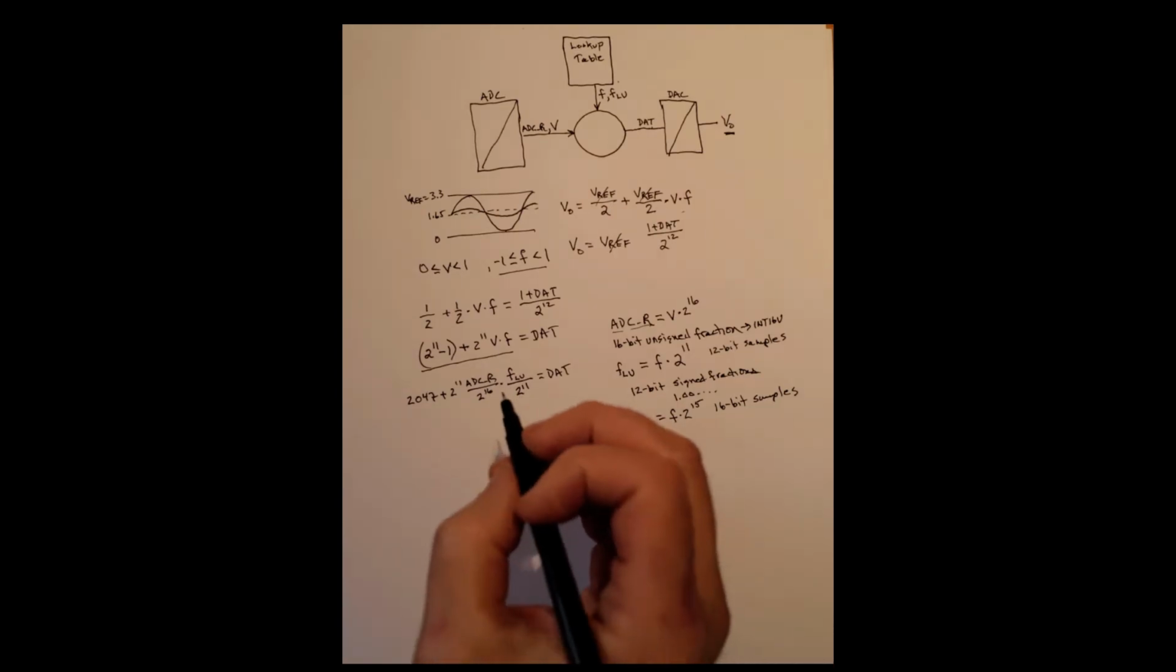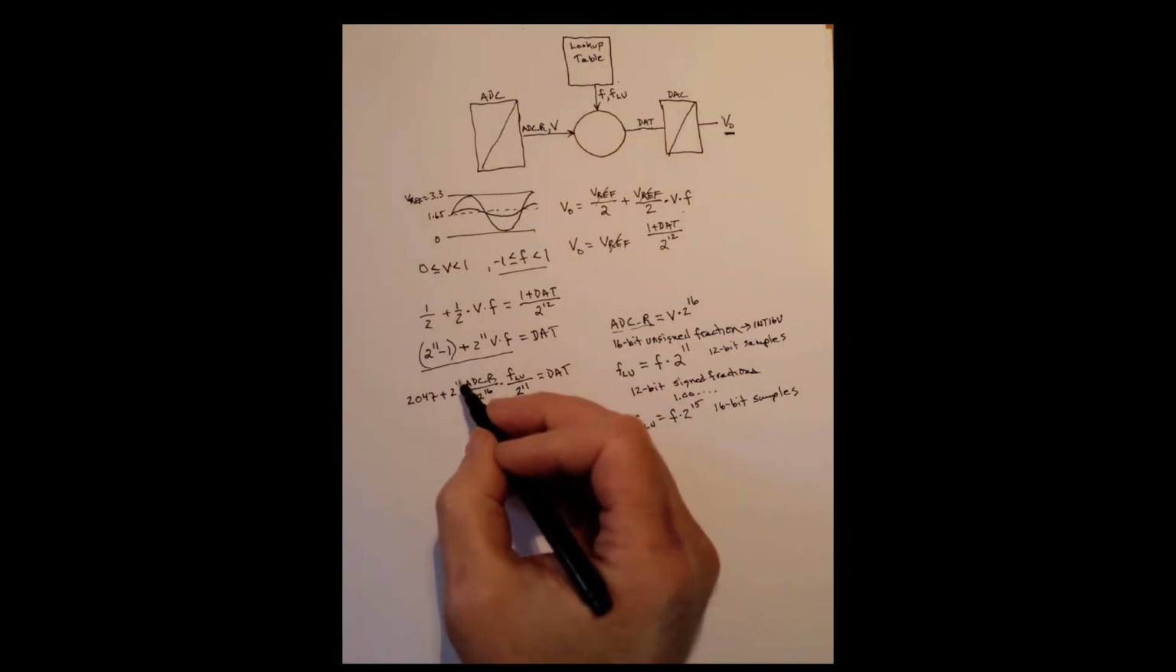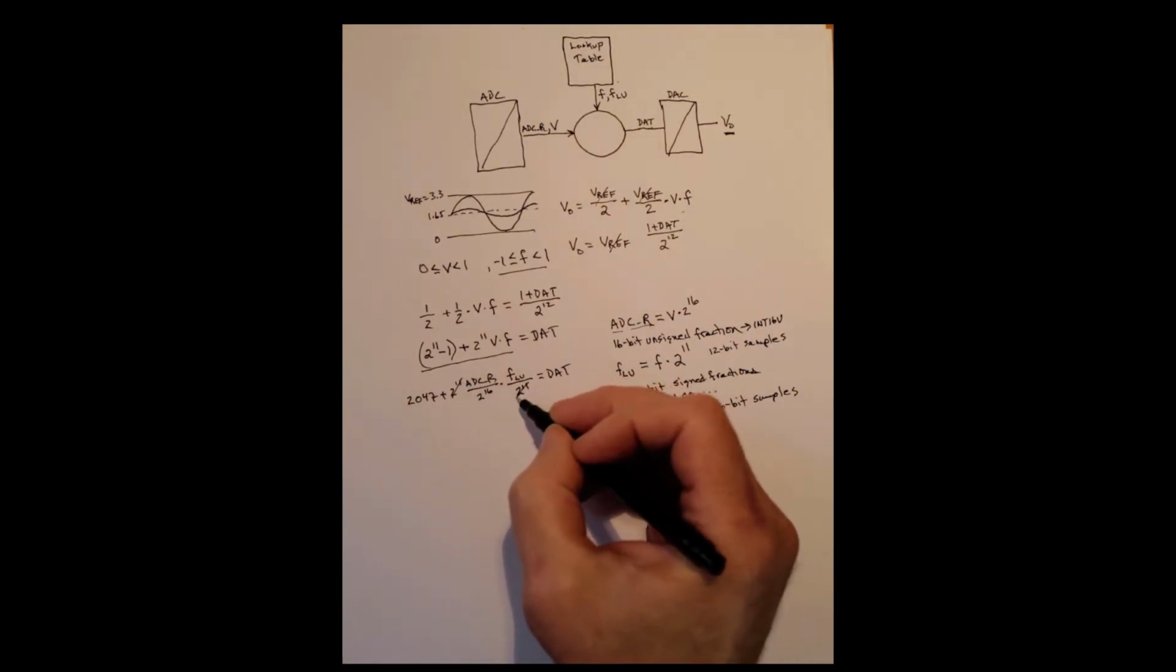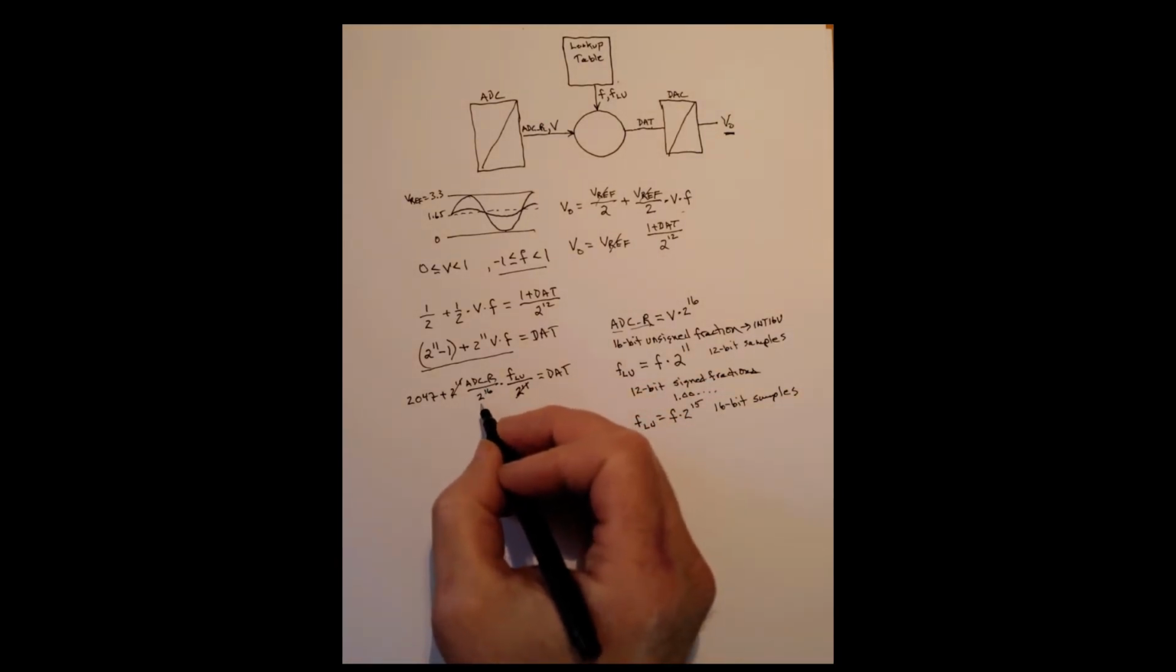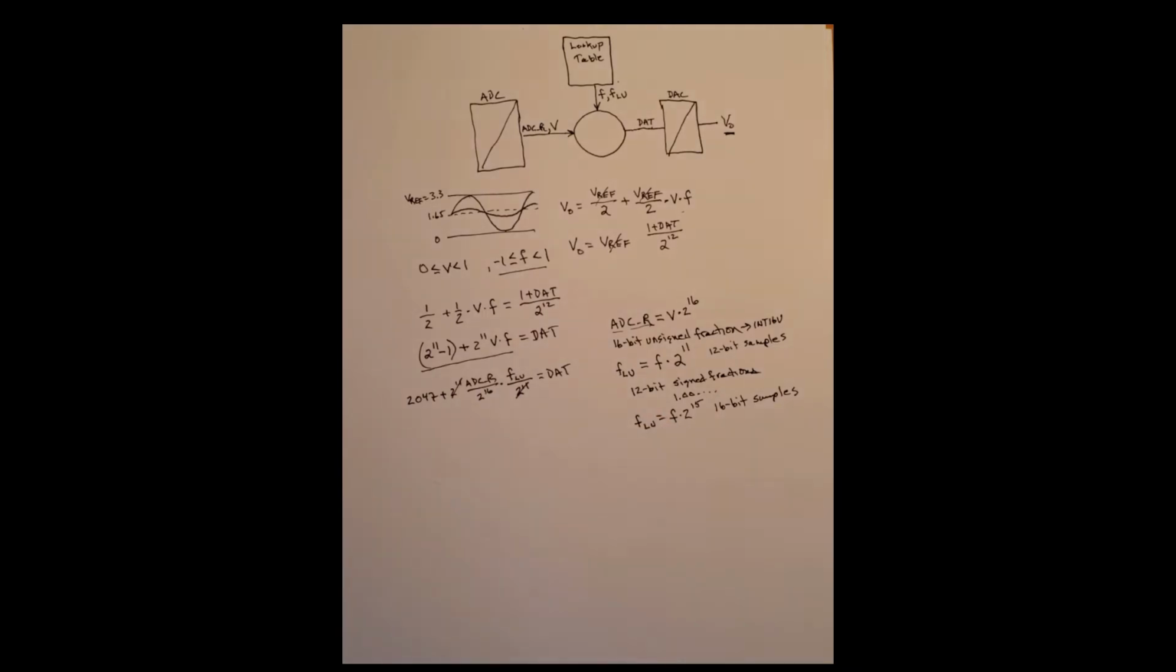All right, so now we can simplify this. We can cancel out this 2 to the 11 and this 2 to the 11. So now we just get this divide by 2 to the 16. Now it's always important to remember that when we're dealing with fixed point numbers, that we always do multiplications first and wait for divisions until the very end. And why is that?